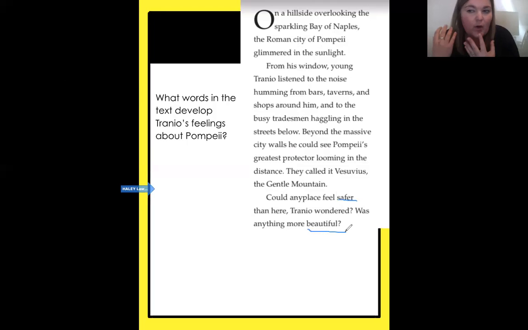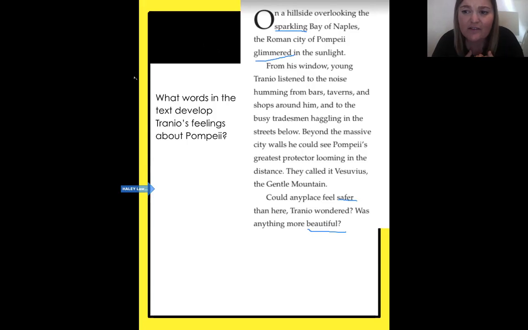beautiful?" So now I'm thinking, I know he feels safe. I know he thinks that it's beautiful, but what words up at the top show us that he thinks this place is beautiful? So it says up here, on a hillside overlooking the sparkling Bay of Naples. So if it's sparkling, it kind of seems pretty to me, right? The city of Pompeii. Ooh, right there. What is that word, fourth graders? Glimmered. So it's sparkling in the sunlight. From his window, he listened to the humming from the bars. So there are just some clues that he thinks it is beautiful.